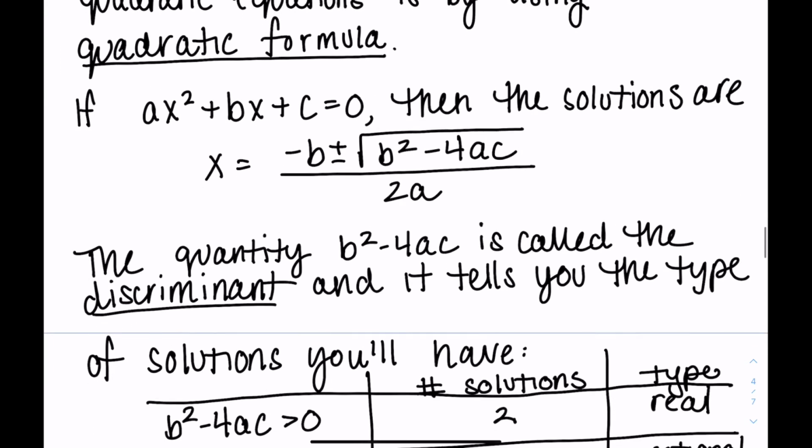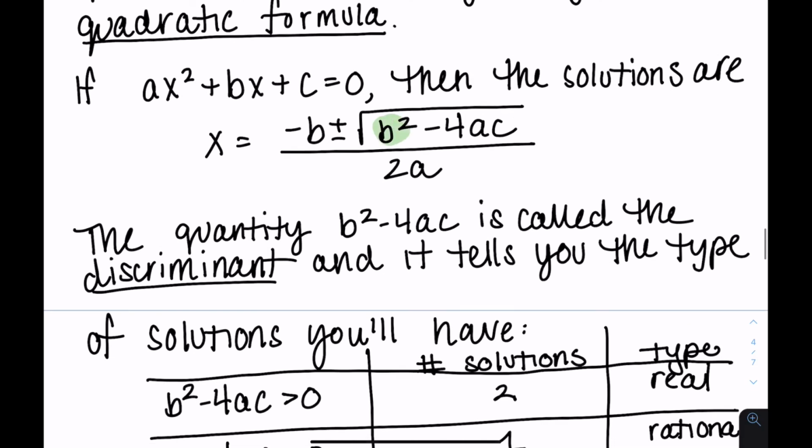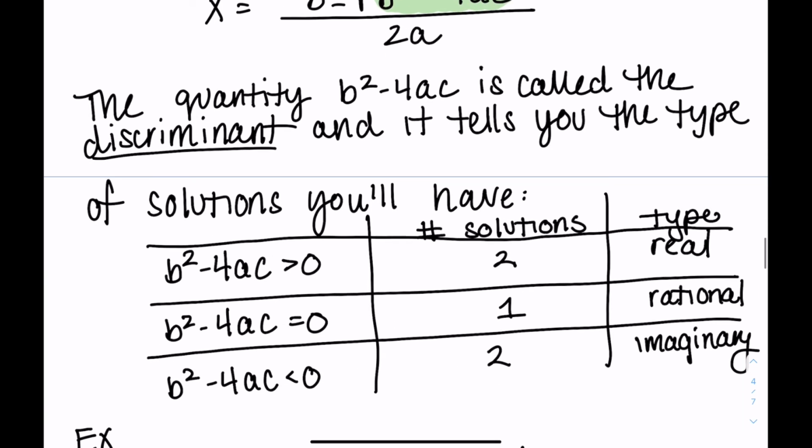So the quantity that's actually underneath this radical is given a special name because it'll tell us a lot about the types of solutions and how many solutions we're actually going to have. So it's called our discriminant. So we have a nice little chart that kind of tells us what goes on. Based on the discriminant value, we'll know the exact number of solutions.